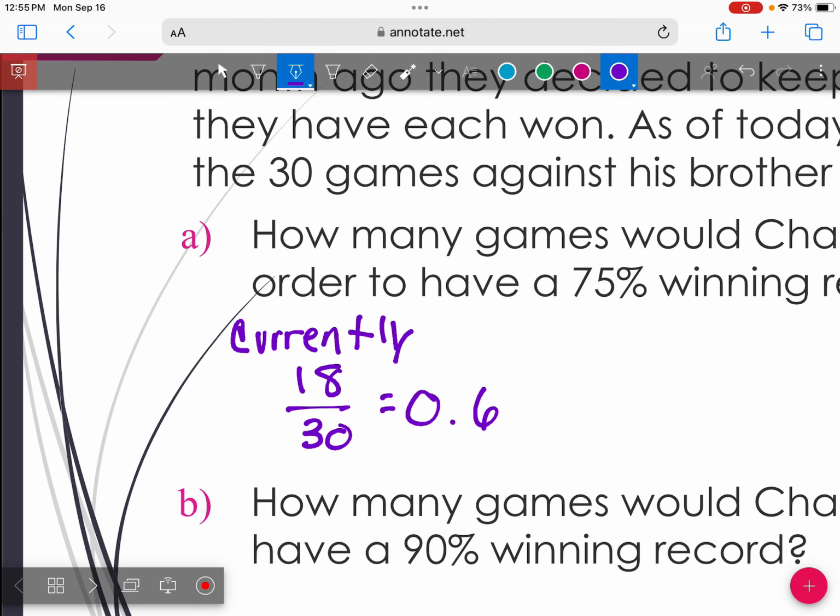So I've heard this said a couple of ways. I've heard people say 6%, 0.6%, 0.6.